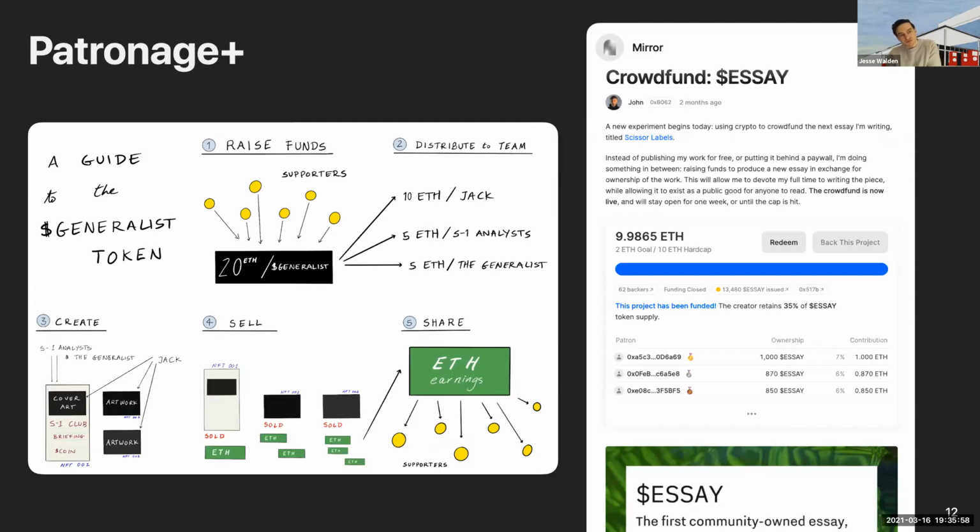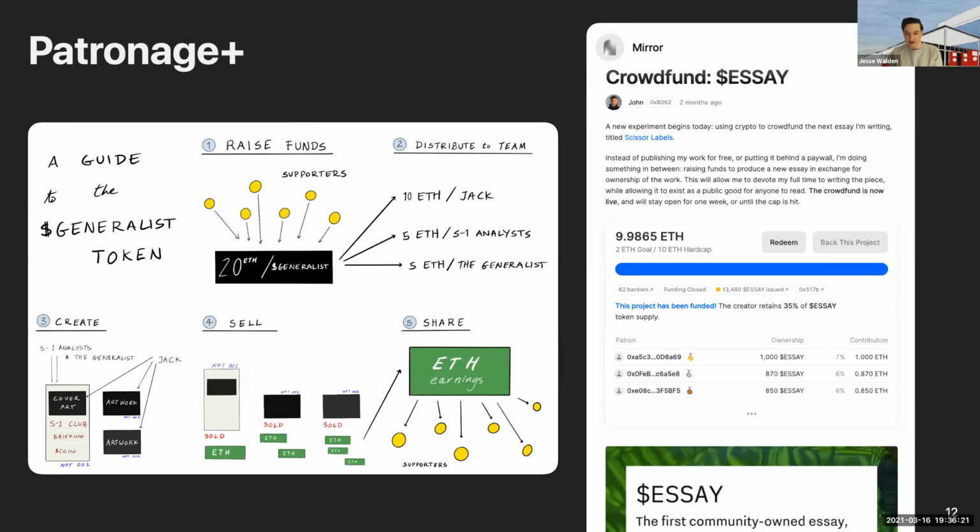Okay, so I was going to switch gears and get into Patronage Plus, and this, Lee, is going to come back to some of the ideas you were talking about with James last night on Clubhouse, the fractionalization of NFTs. So first, I'll start off by defining Patronage Plus.